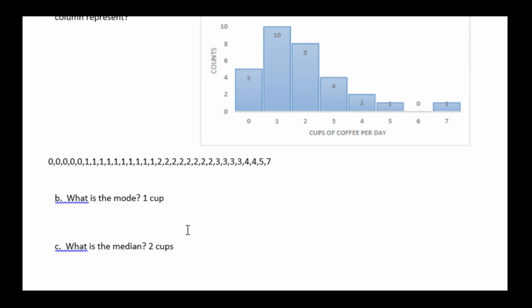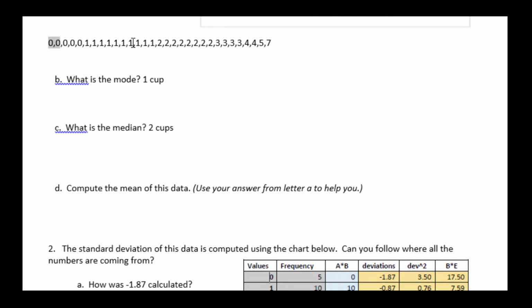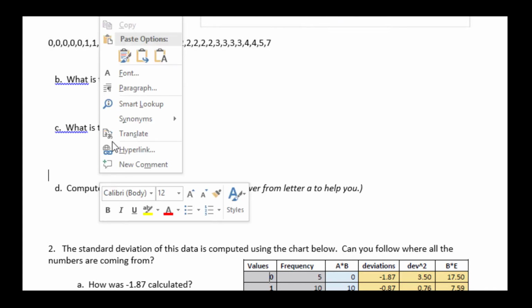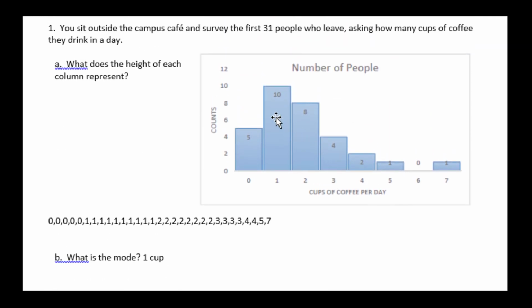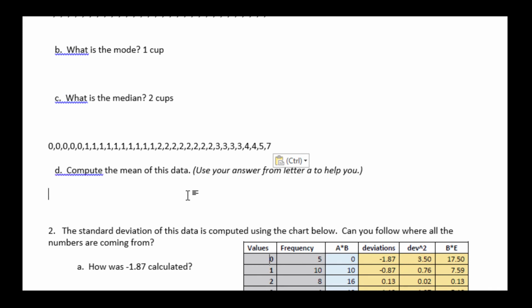So that is the median. Now here it says compute the mean. Well, let me put this data set down here. And I could compute the mean from this data set, not from here for now. So how would I do it? 0 plus 0 plus 0 plus 0 plus 0, right? I'm going to add up all these numbers.